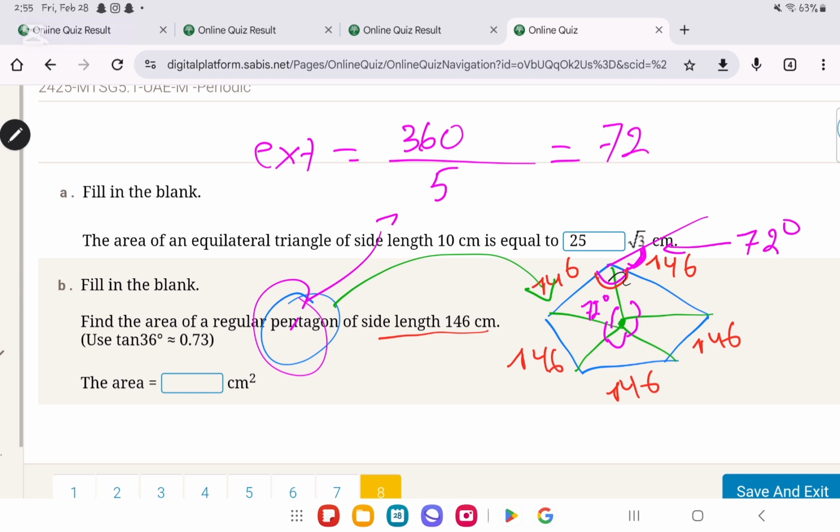Let me change the color. Let me take black. This angle over here is going to be 180 minus 72, which is 108 degrees. Now always remember, in pentagons, the sides are angle bisectors. So that means this angle, if it was all 108 before, then the side will bisect it, so it will cut it in half. So 108 divided by 2, you will get that this angle over here is 54 degrees.